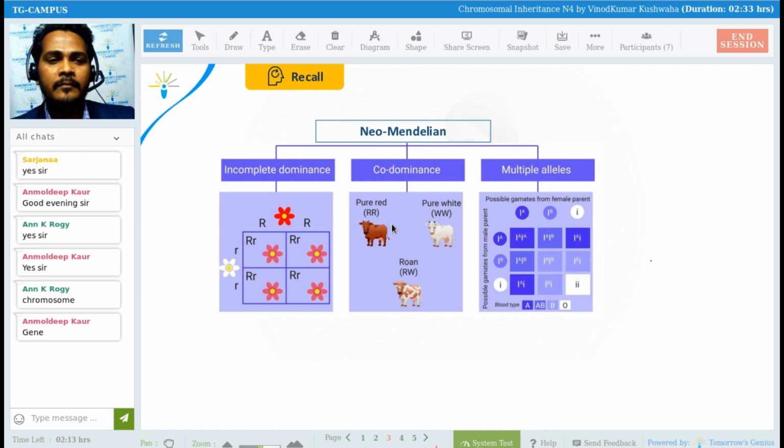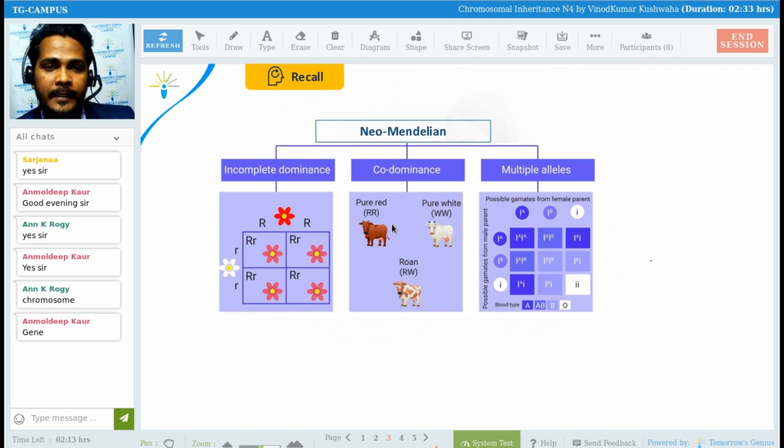Sir, from the name itself, we can understand multiple alleles, where two or more than two alleles control a character. There will be three alleles governing the same character. We study two alleles in a gene, but in multiple alleles, we study three or more than two alleles controlling one particular character.